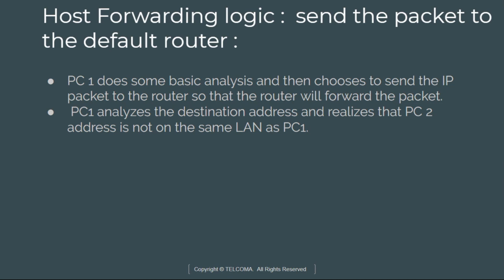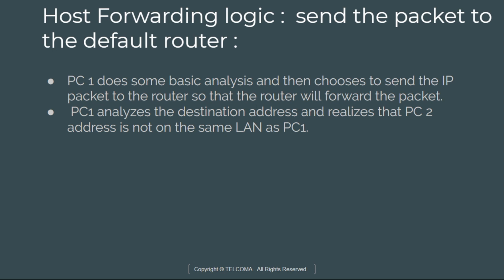Then we have host forwarding logic. That means sending the packet to the default router. PC1 does some basic analysis and then chooses to send the IP packet to a router so that the router will forward the packet. PC1 analyzes the destination address and realizes that PC2's address is not on the same LAN as PC1. So PC1's logic tells it to send the packet to a device whose job is to know where to route data: a nearby router on the same LAN, which is called PC1's default router.